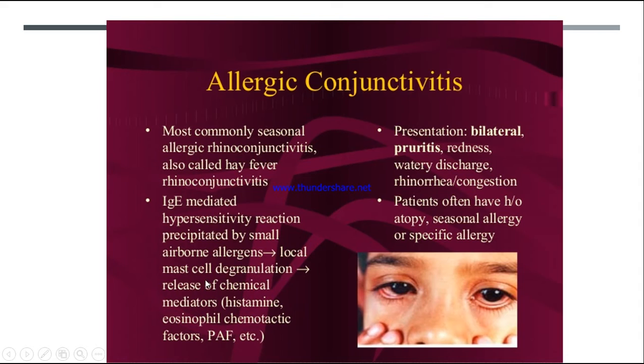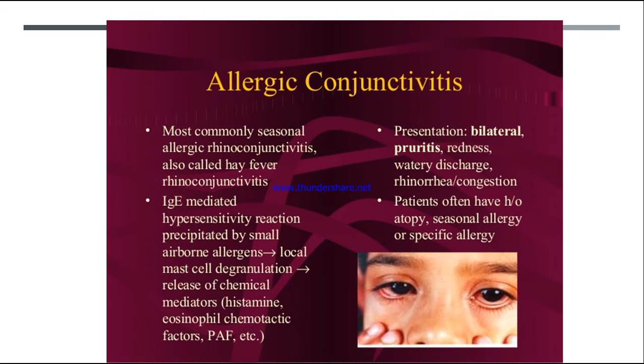Because of the mast cell degranulation, chemical mediators will be released. These chemical mediators are very important for inflammation; they play a major role in it. The chemical mediators include histamine, eosinophil chemotactic factors, PAF, etc. These are some of the chemical mediators which help in the process of inflammation. Therefore, that will lead to inflammation of the conjunctiva.